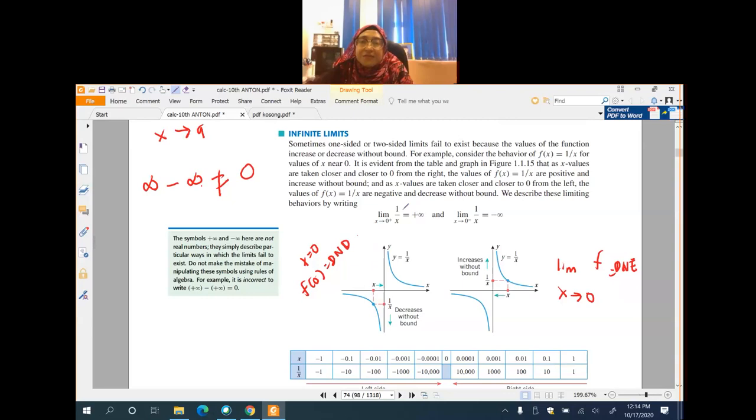And for plus and minus infinity, that kind of infinite limits, we can say the limit of f for that kind of values does not exist.